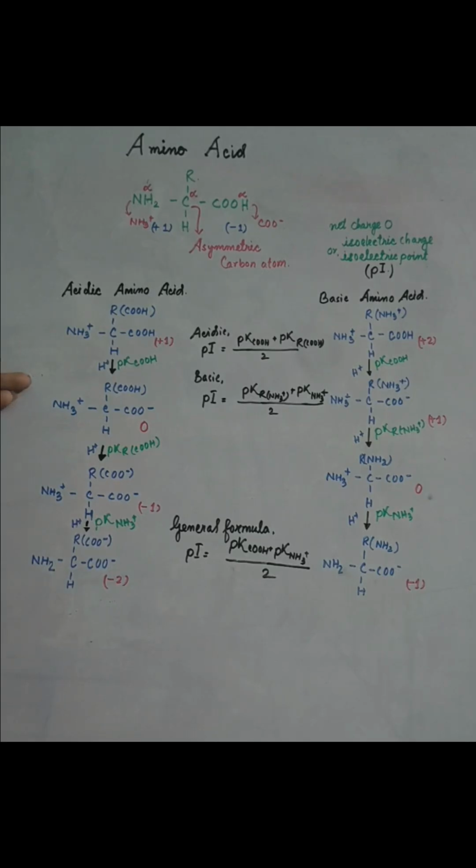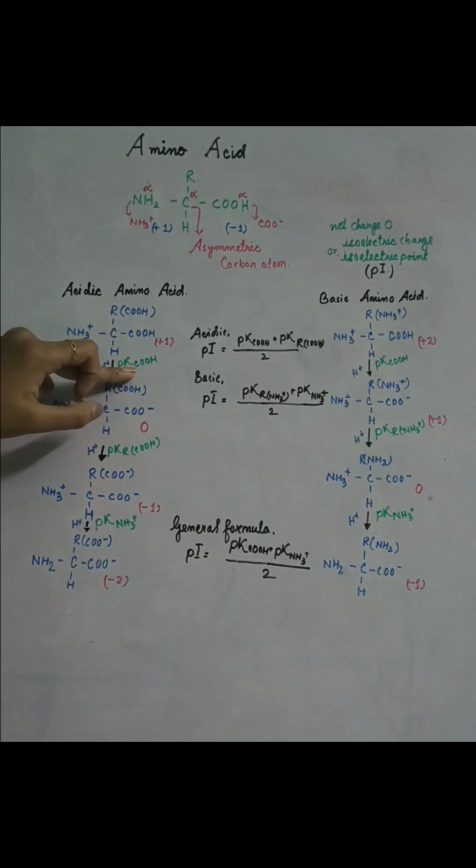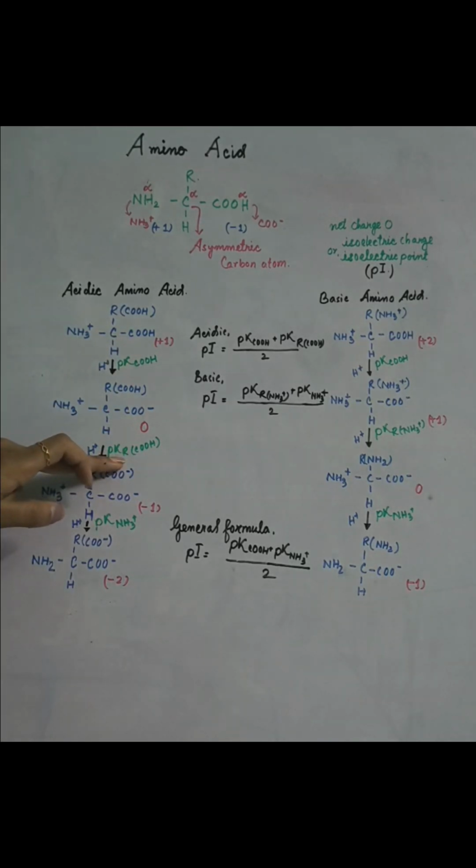So previously we learned that for the pI value, we take the point when the zwitterion is formed, that is, the net charge is 0. So this zwitterion formation occurs between the pK value for COOH and the pK value for the R group. Therefore we take the pK value for COOH and the pK value for the R group to get the pI value. We don't need this pK value for getting the pI value for acidic amino acid.